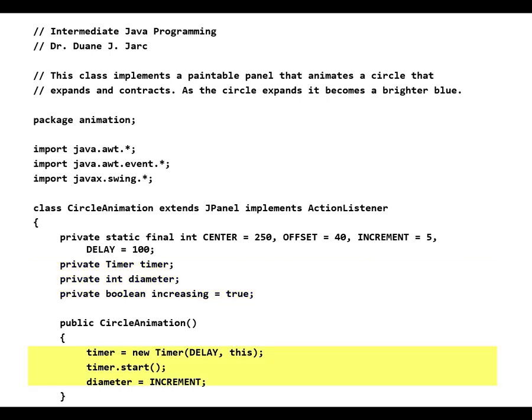In the constructor, the timer object is instantiated. Note that registering the listener for timer events is done differently compared to the other events. Passing this as the second parameter to the timer constructor registers the window object as the listener for timer events. The first parameter, delay, specifies the intervals at which the timer will fire. Next, the timer is started and diameter is initialized to the smallest value.